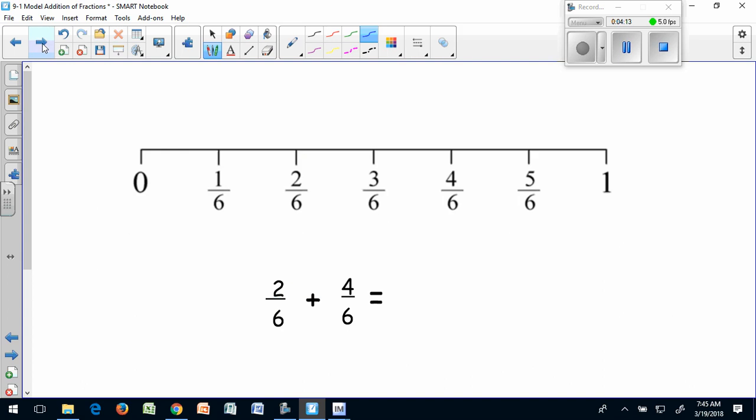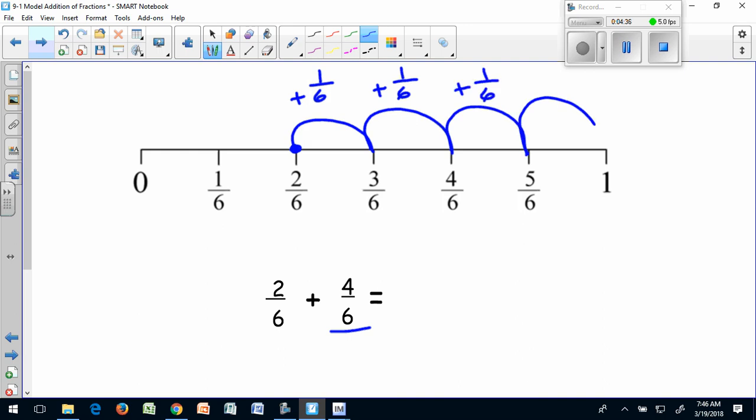Let's try it with 6. I'm going to start at 2/6 because it's my first fraction, and I'm going to add 4/6. 1, another 6, another 6, and another 6. And I end at 1 whole. I also know that 1 whole is 6/6.